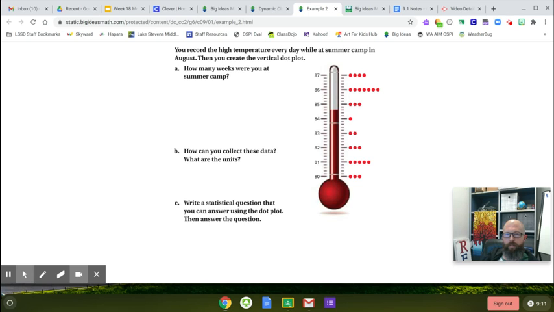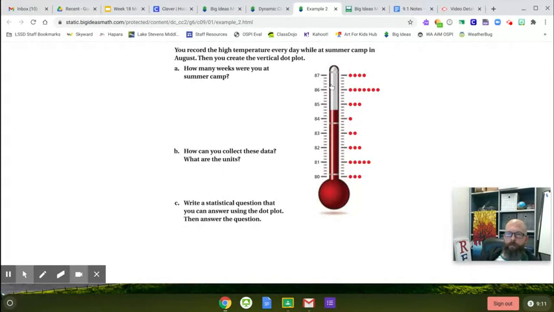This is example 2, 9.1, and now we have a dot plot that's vertical because it's temperature. Usually when we have a thermometer, we have vertical thermometers. And so if you kind of turn your head sideways, it looks similar to the one we did before, where you put your dots above each temperature.